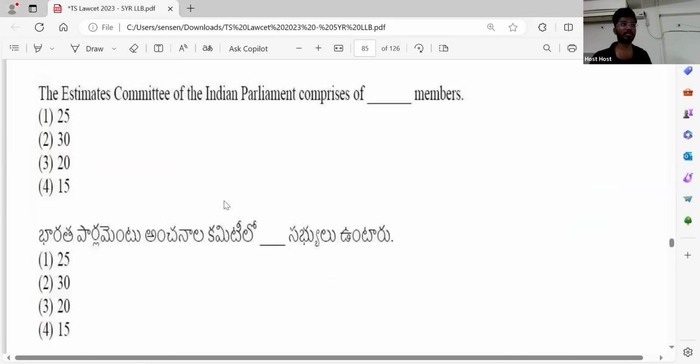Next, the estimates committee of the Indian Parliament consists of how many members? What is estimates committee? If you have attended the Parliament chapter by Rajesh sir, you'll be able to answer. The estimates committee looks into the budgetary allocations or estimates which are given by various departments. Finance department, home department, they'll give an estimate that we have to take some 300 crores from the government money. So those estimates are decided by which committee? Estimates committee. How many members are there? 30 members. Very good.